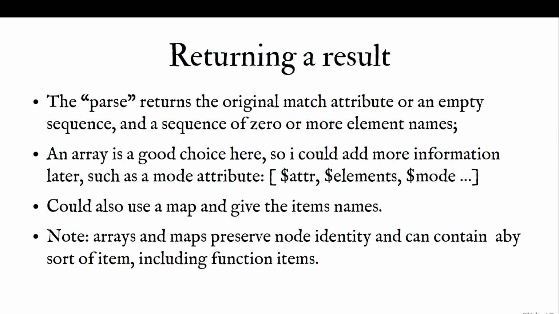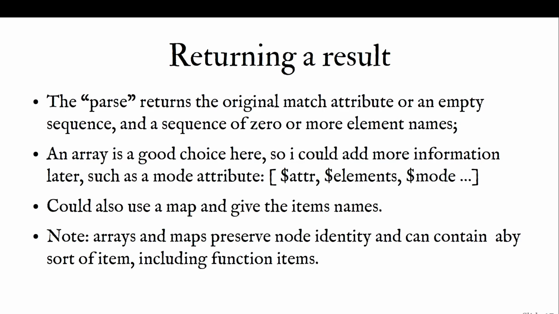And my parse returns the original match attribute or an empty sequence, followed by a sequence of 0 or more element names. You might get an empty sequence if, for example, it's a predicate pattern or it can't figure out what's being matched, or if it was empty.